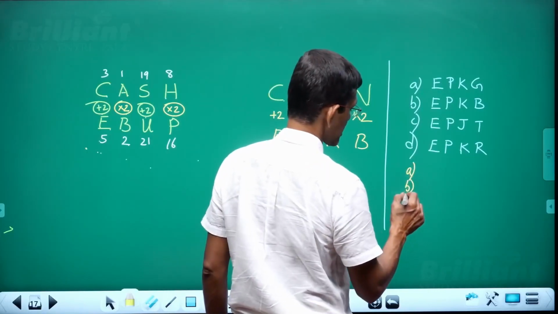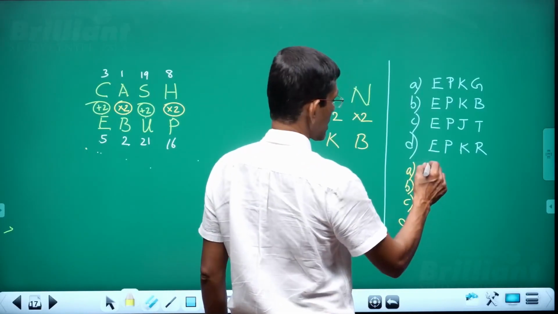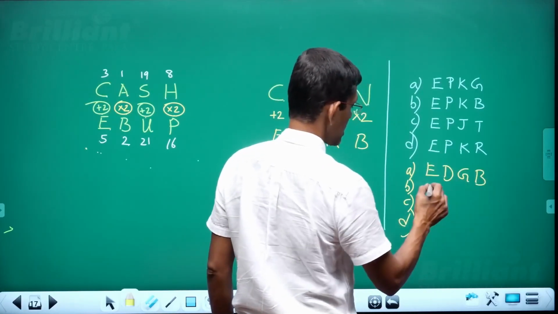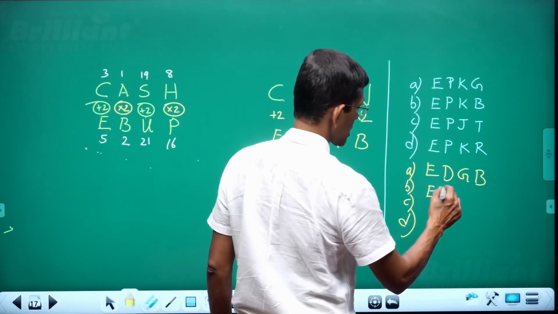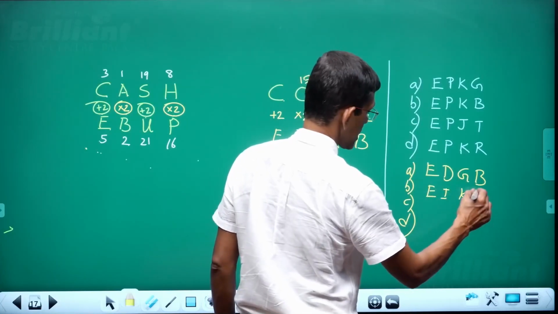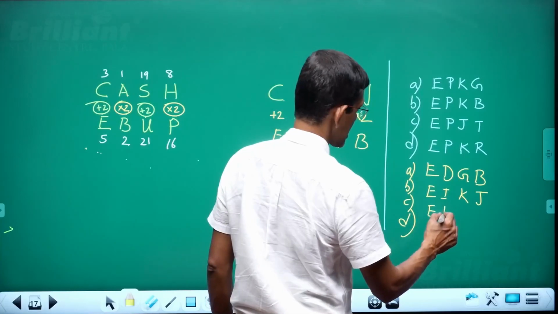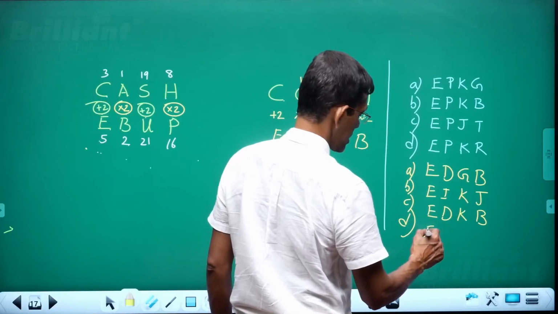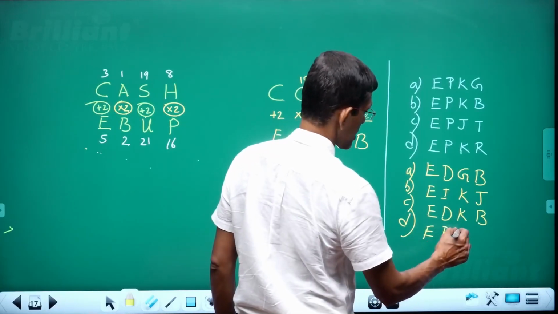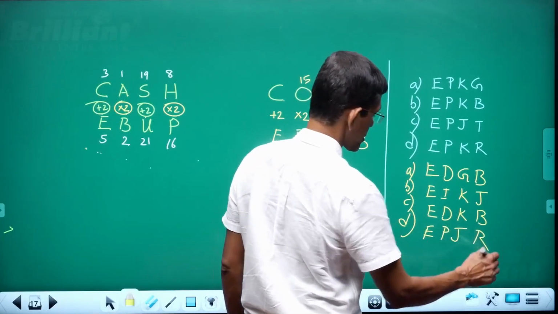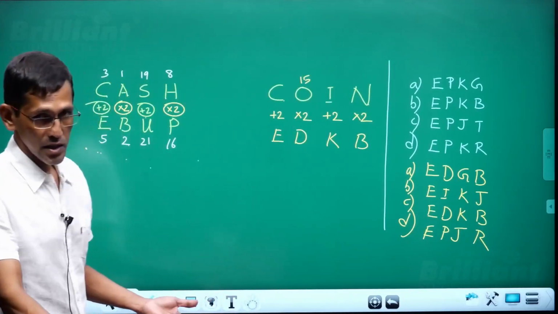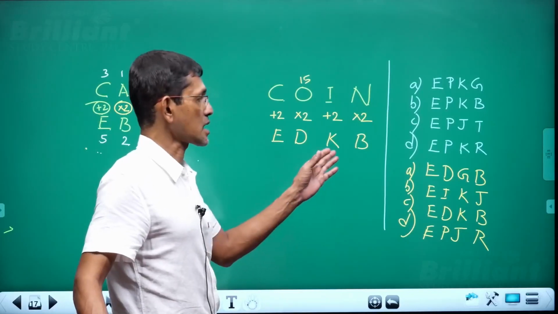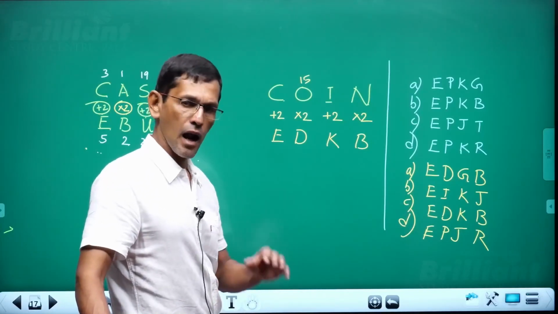Something like this: EDGB, EIKJ, EDKB, and EPJR. If we have answer choices something like this, then of course the answer is EDKB.